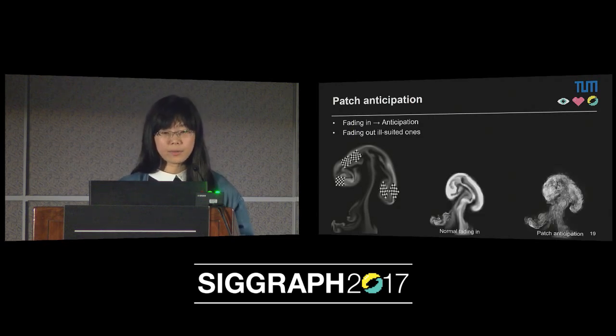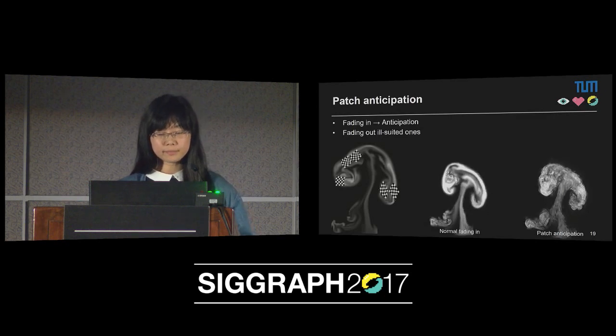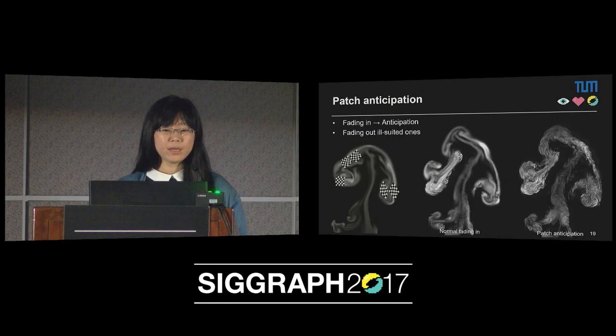So here we have a comparison between the normal fading in version and the patch anticipation version. As you see, although all the other parameters are the same, the normal fading version has a lot less detail due to the patches beginning to fade out before they are fully visible.